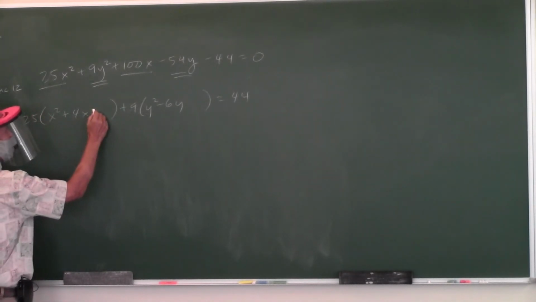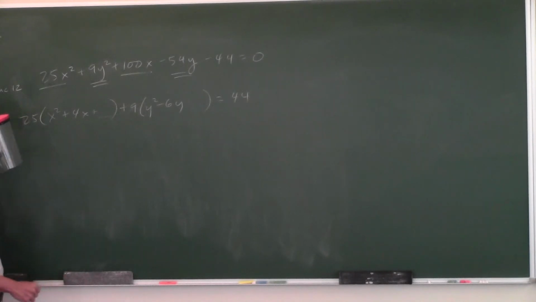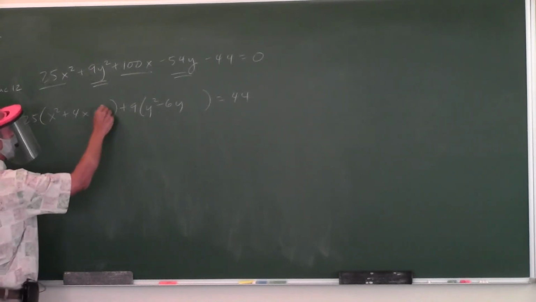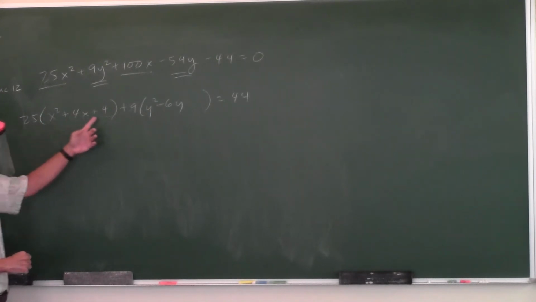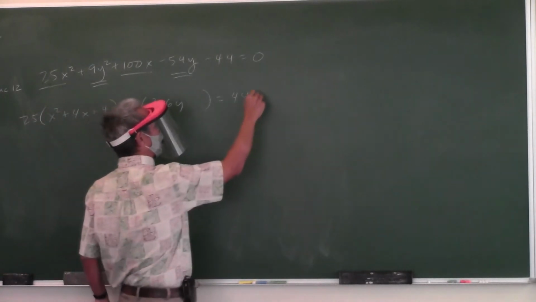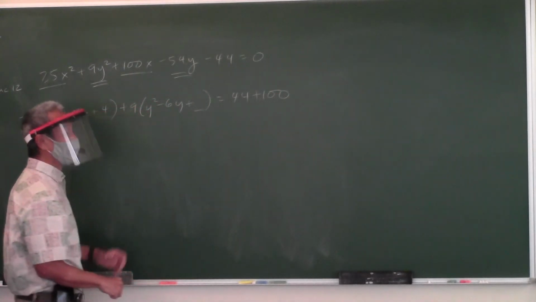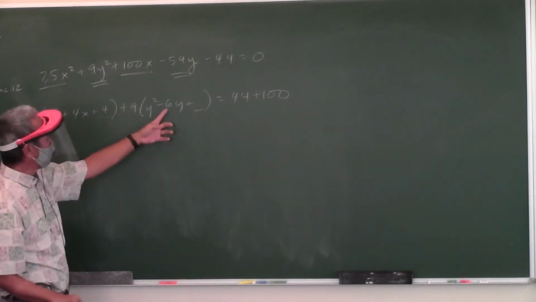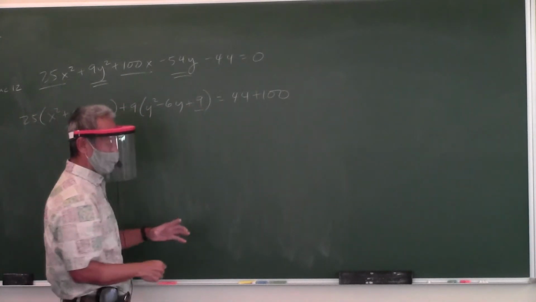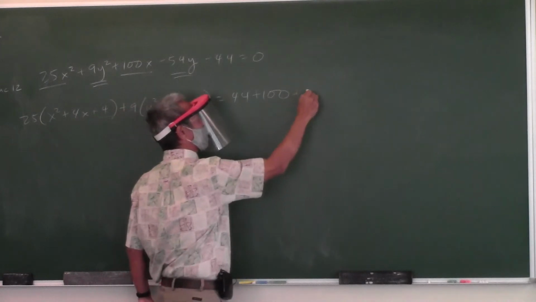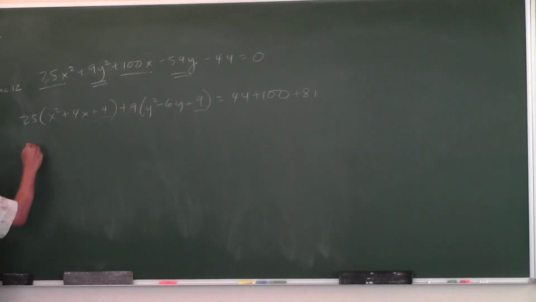Okay, what number do I have to add right there to make a perfect square? 4. Well, what did I actually add? 25 times 4 is 100. Make sure you add that to both sides. Now what about right there? 9. Take half of that number and square it. 9. What did I actually add? 81. Make sure you add that to both sides. Now we're in business.